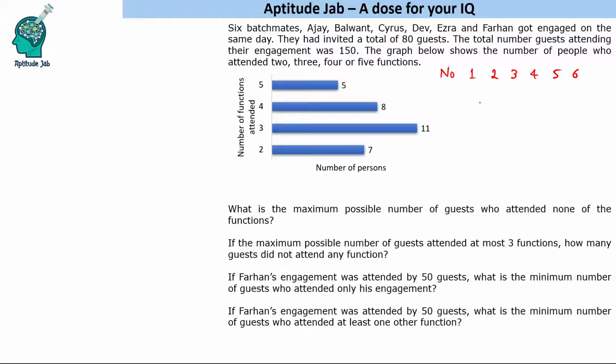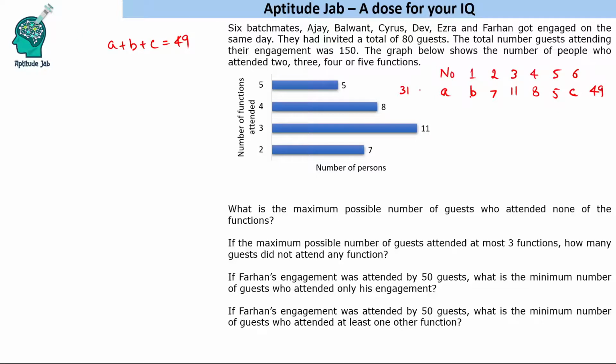So if we talk about the number of people attending, these numbers are not known to us. We are given these numbers: 7, then we have 11, 8, and 5. If we add all these, we get 18 plus 13, that is 31. So remaining we have to fill 49. Let us say these values are A, B, and C. So A plus B plus C has to be 49. That is one condition that we have to satisfy.